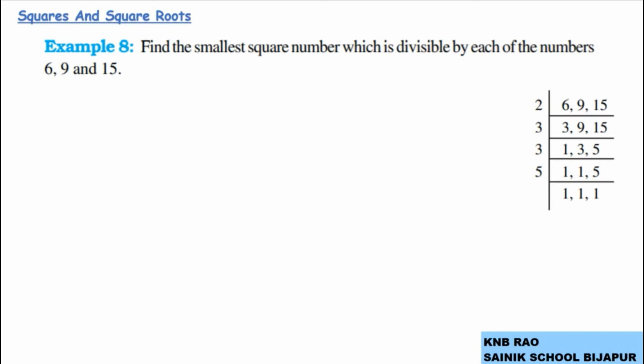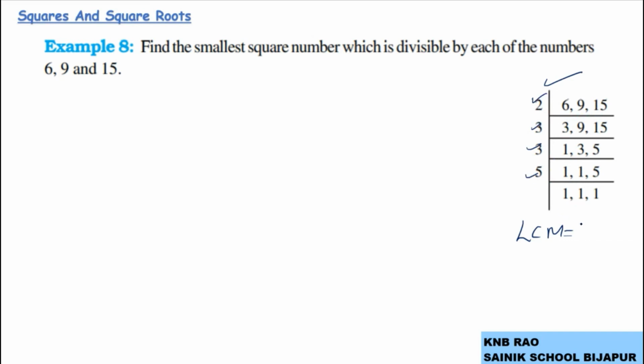We need to compulsorily first go for finding what is called the LCM. The moment you find the LCM of these numbers, it gives the smallest number which is divisible by 6, 9 and 15. So the LCM is 2 into 3 into 3 into 5.